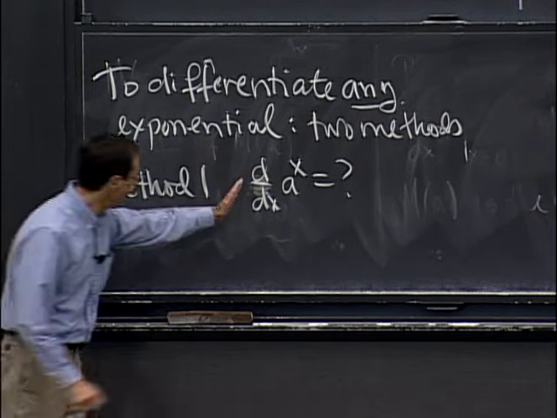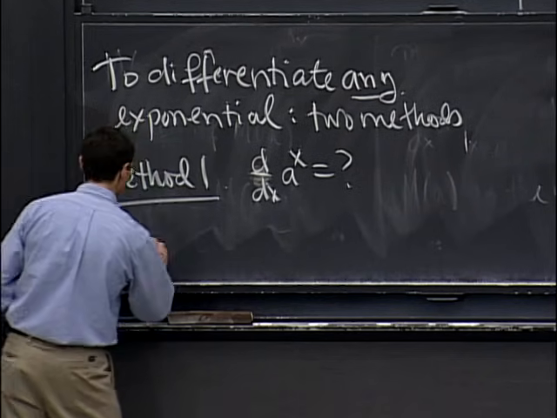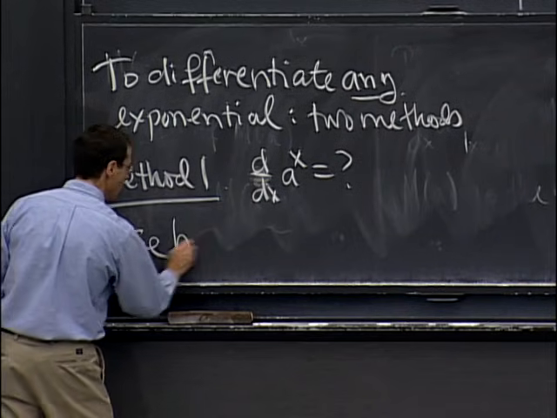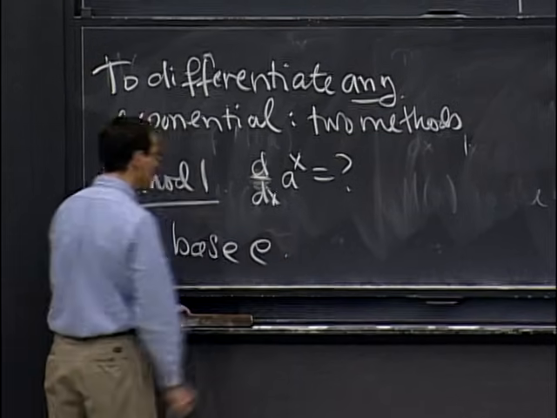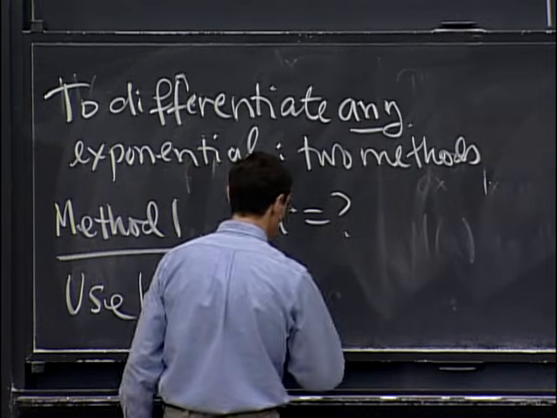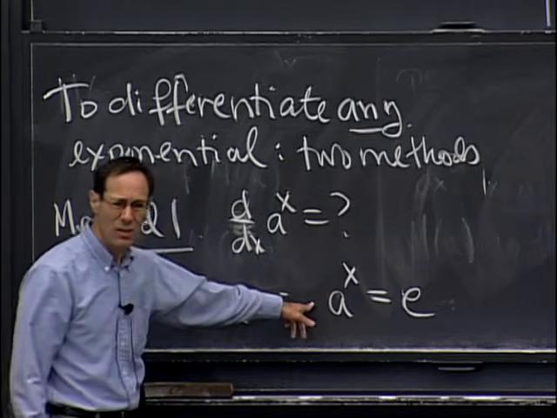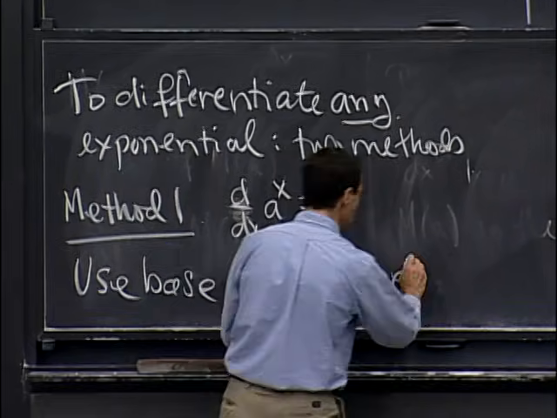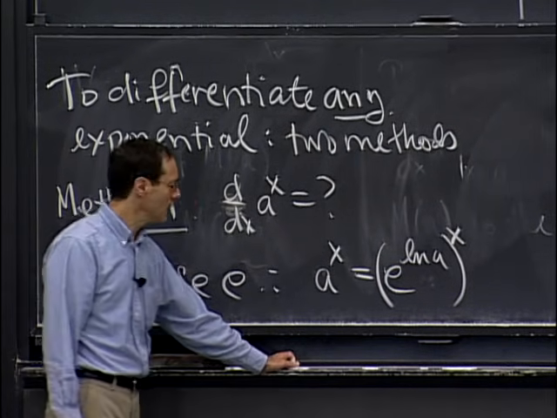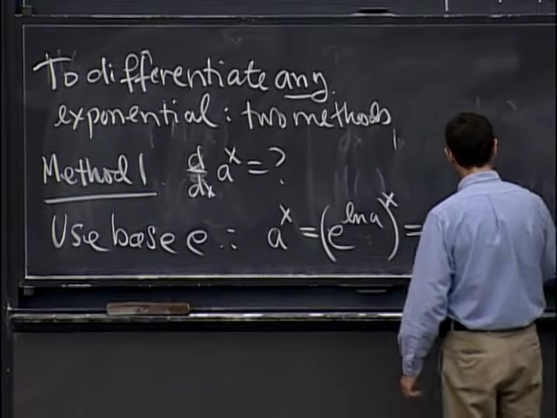Okay? So here it is, and here's the procedure. The procedure is to write, so the method is to use base e, or convert to base e. So how do you convert to base e? Well, you write a to the x as e to some power. So what power is it? It is e to the power log a, to the power x. And that is just e to the x log a.